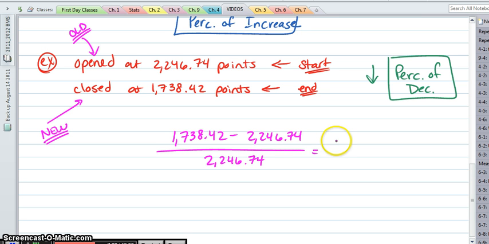So let's go ahead and get that down. We get negative 508.32 all over 2,246.74. Now we are not going to spend the time simplifying this by hand. To get the decimal, we can go ahead and do the division. So you may type it into your calculator, negative 508.32 divided by 2,246.74. And of course we get this long decimal that goes on forever.